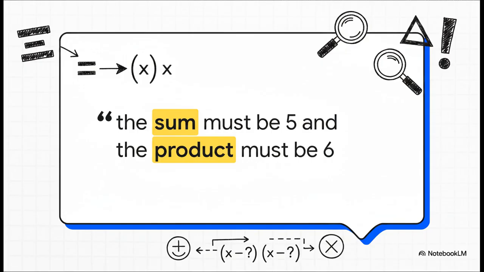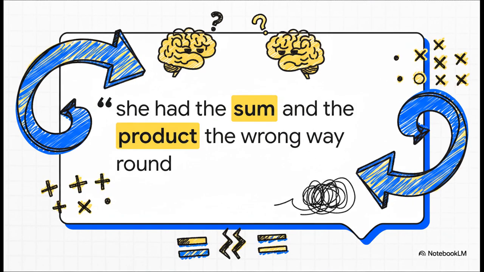This is a fantastic answer because it's so precise. It hits the nail on the head by stating the mathematical rule the student broke. When you're factorizing, the numbers need to add to make the middle term and multiply to make the last term. Simple as that. Here's another one that's just as good, but it's said a little differently.